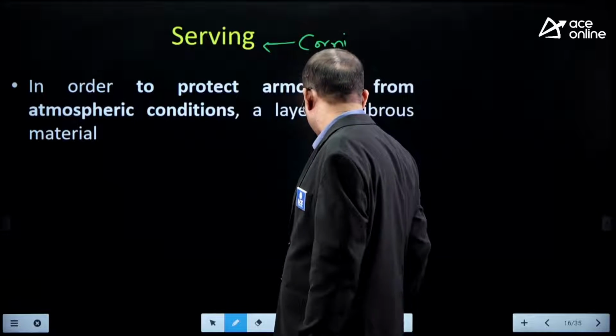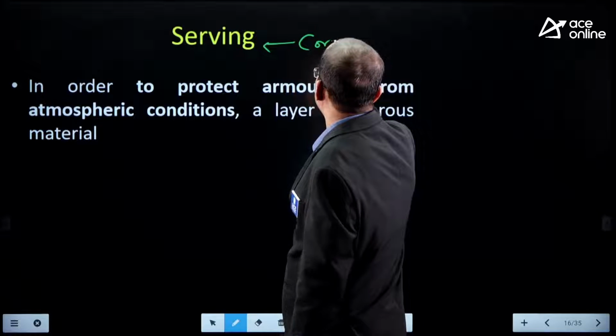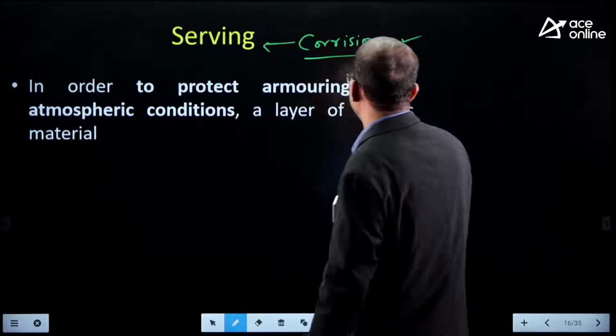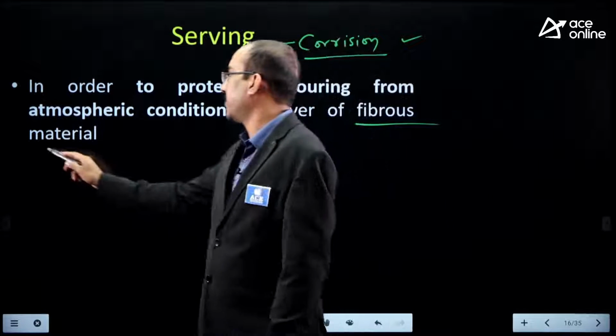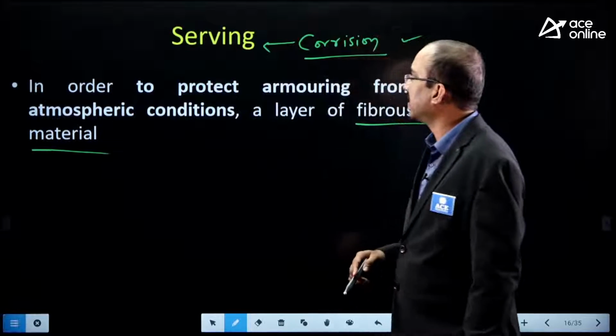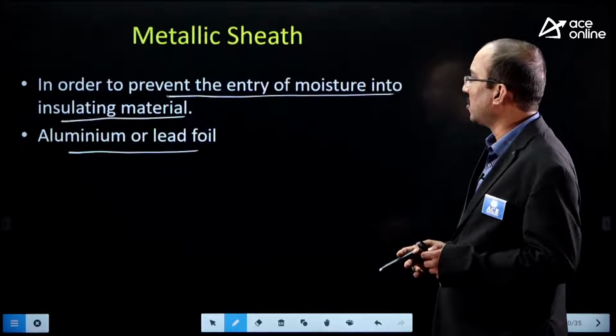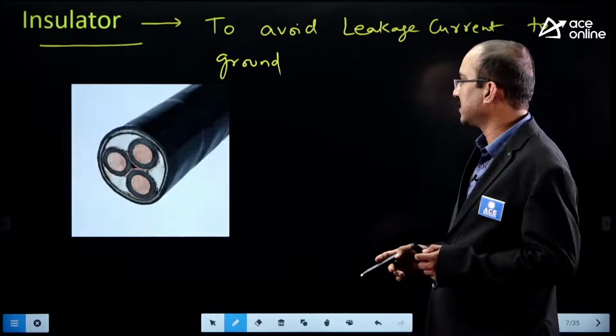So to avoid the corrosion, we will be using this serving. It is made up of fibrous material. It is made up of what? Fibrous material. So all these are what? The constructional view of underground cable, we can say.